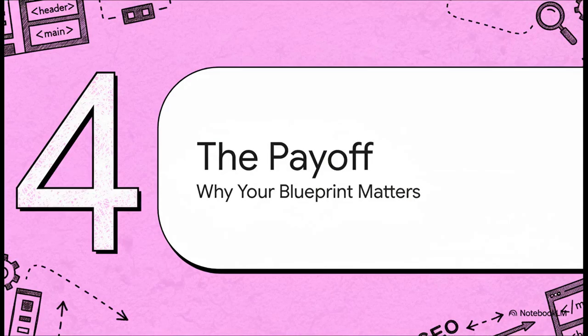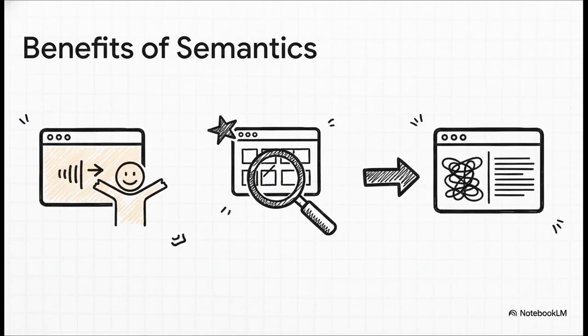So we've gone through all this trouble to lay out a really detailed blueprint for our content. But why? Why does any of this matter? What's the real payoff here? Well, there are three massive benefits. First, it dramatically improves accessibility, period. Second, it gives search engines way better clues about what your content is about, which is a huge boost for SEO. And finally, it just makes your code so much easier for other developers and future you to read and maintain.